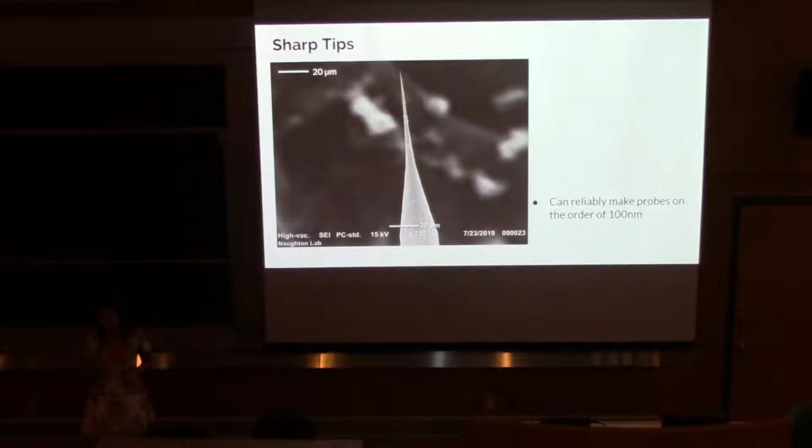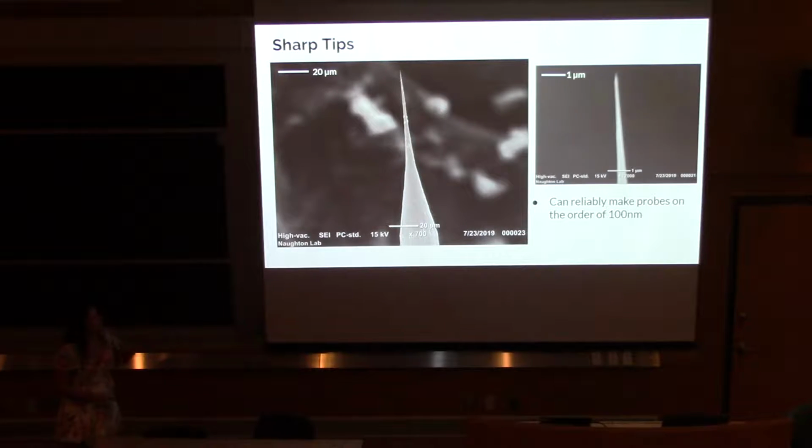So, thanks to the Zelkovich lab, we can reliably make these probes on the order of 100 nanometers. Now, for reference, a human hair is 100 microns, so our tips are 1,000 times smaller than a human hair, which is insane. And so here is an image that was taken on a scanning electron microscope, which actually allows us to see things on the nanoscale. And we can see just how sharp and small these tips are. And if we zoom in, just by looking at the 1 micron scale bar, you can see really, really small things.